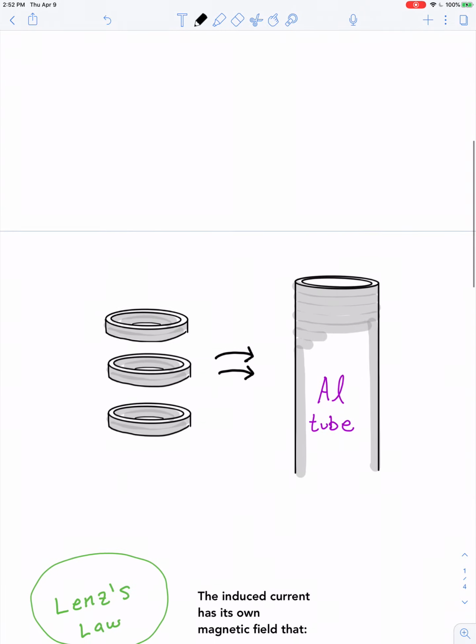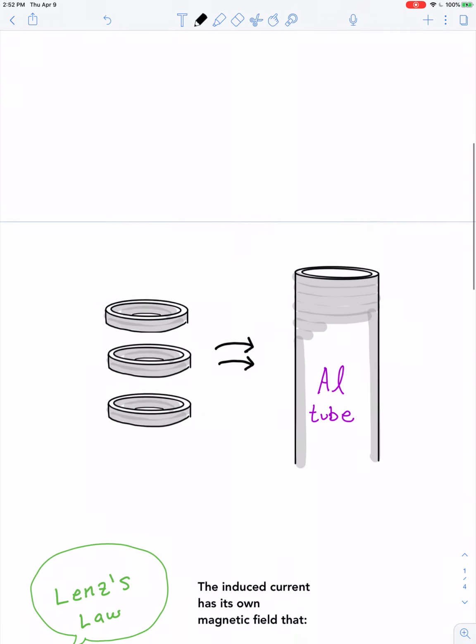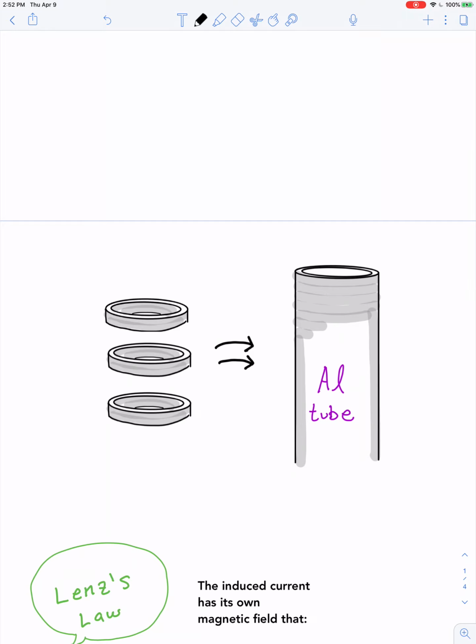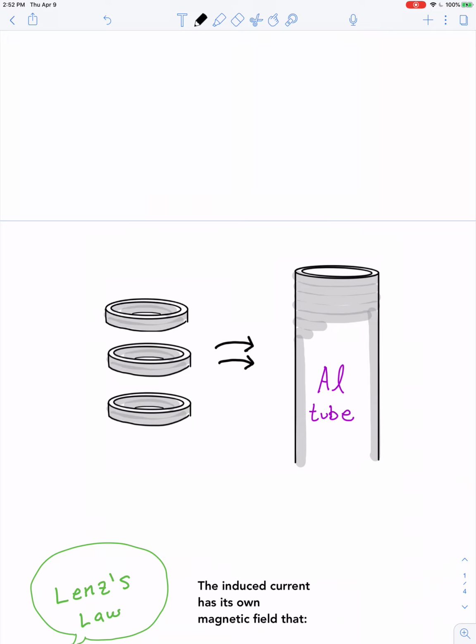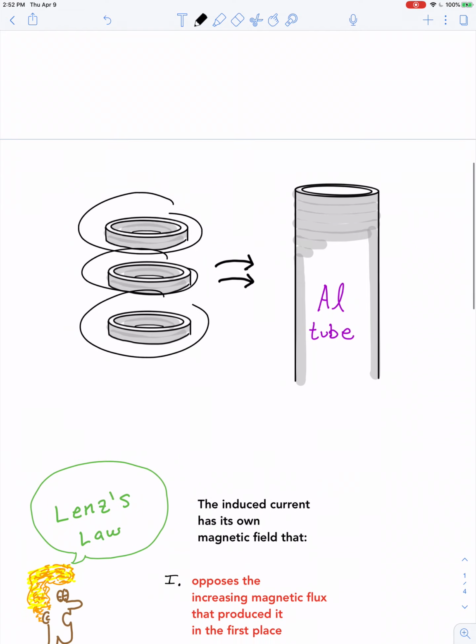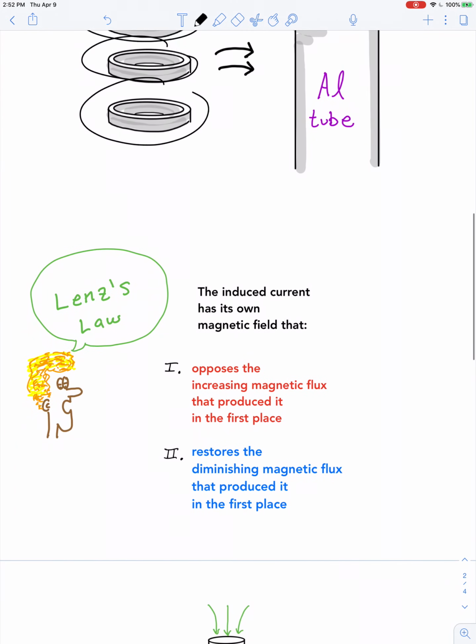So the real demonstration is to drop the magnet through a tube, not just a single ring, and then the effect is much more pronounced. Well, a tube is just several rings stacked together, right? I could take a bunch of these rings, stack them all together, and form a complete aluminum tube. So let's state Lenz's law one more time. Lenz's law tells us what the direction of the induced current will be.